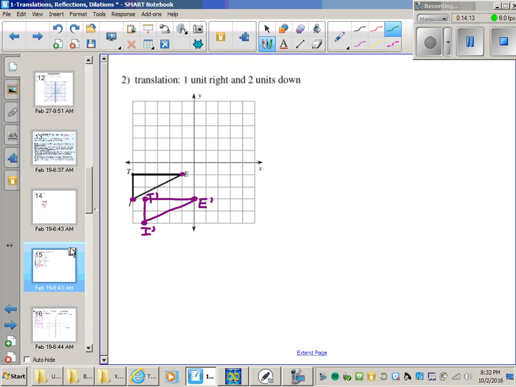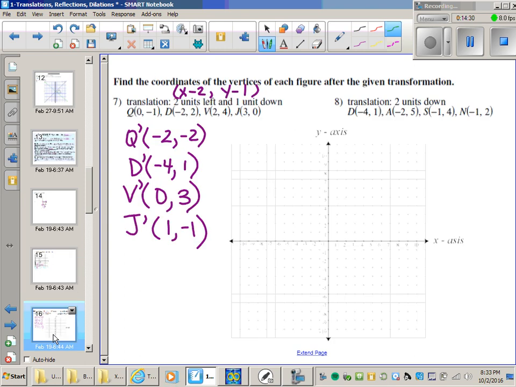So here's another example of that, 1 unit to the right and 2 units down. So each point, the T, you're taking it 1 unit to the right, 2 units down. The E, 1 unit to the right, 2 units down. 1 unit to the right with the I, 2 units down. And each one is marked with a prime.